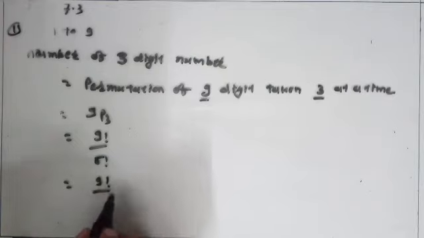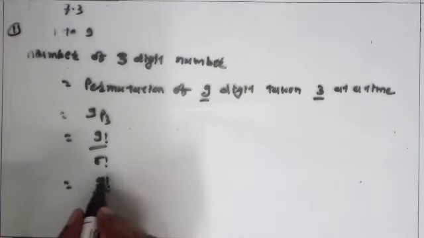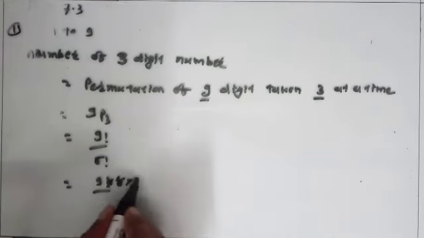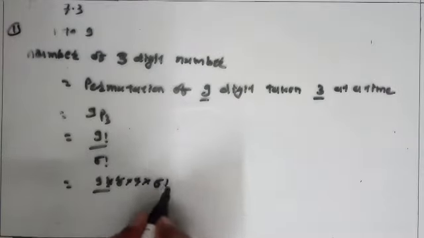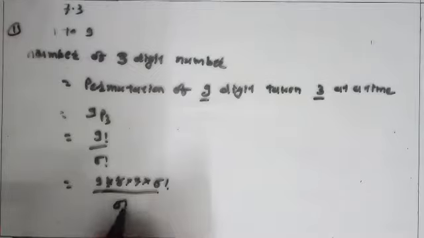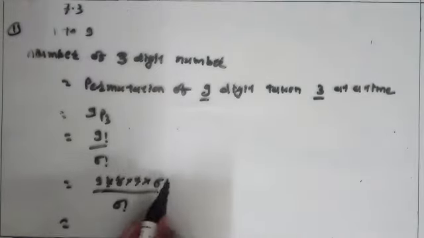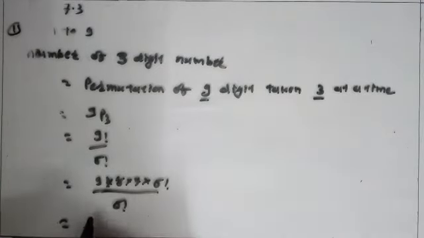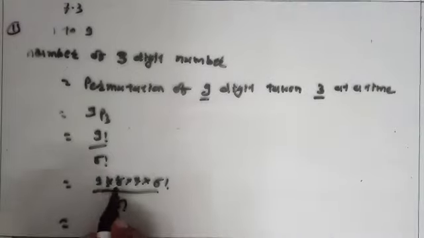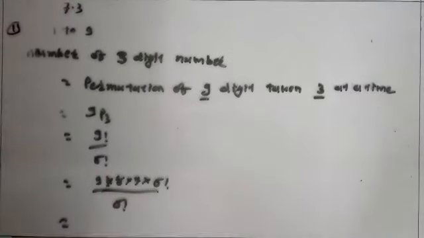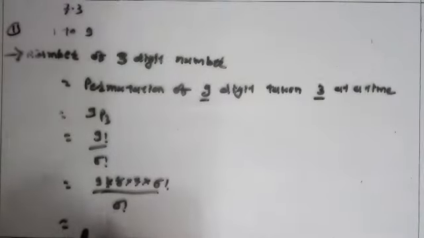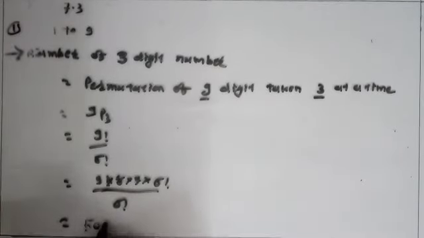Here 9 factorial is equal to 9 into 8 into 7 into 6 factorial, then write it upon 6 factorial. Here the 6 factorial cancels from both. We get 9 into 8 into 7, which is equal to 504. That is 504. Clear?